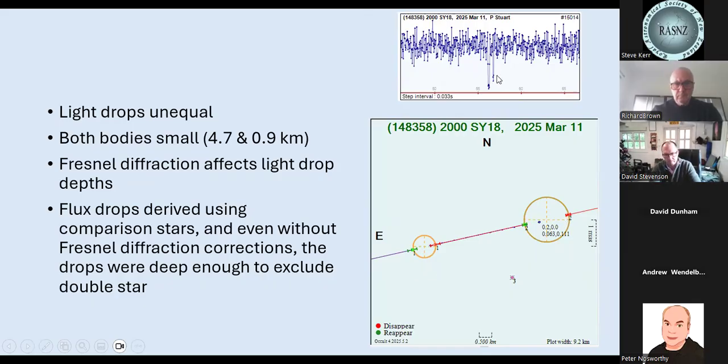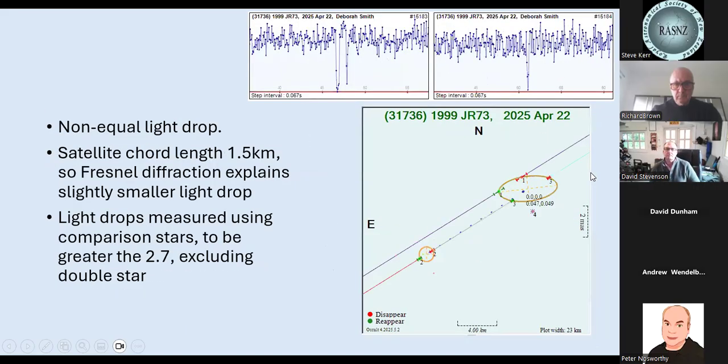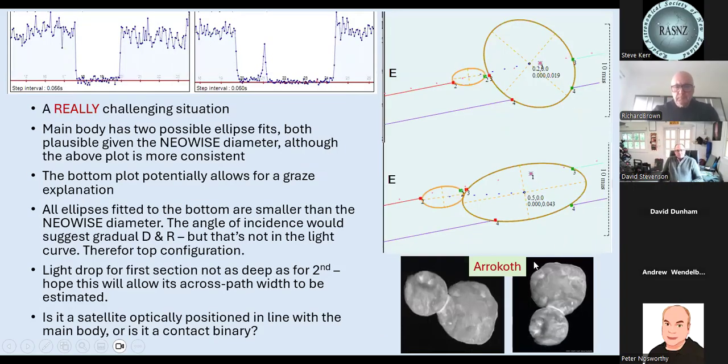Here, notice the light drops are different. No double star suggestion of that, although the drops are quite deep. Fairly noisy light curve, but when you do the mathematics, that difference in drop is tied up with Fresnel diffraction. Here's another one in Spain. It's a Fresnel diffraction coming into play there, and the light drops exclude the double star.